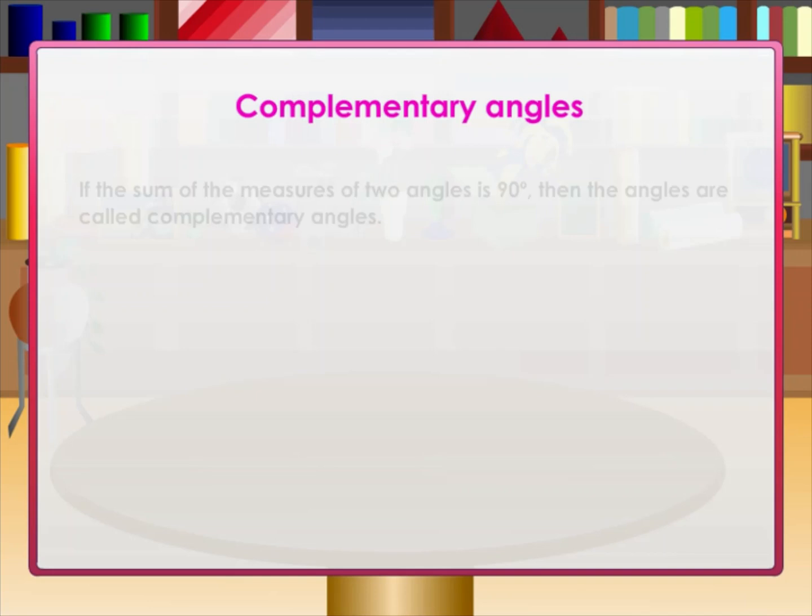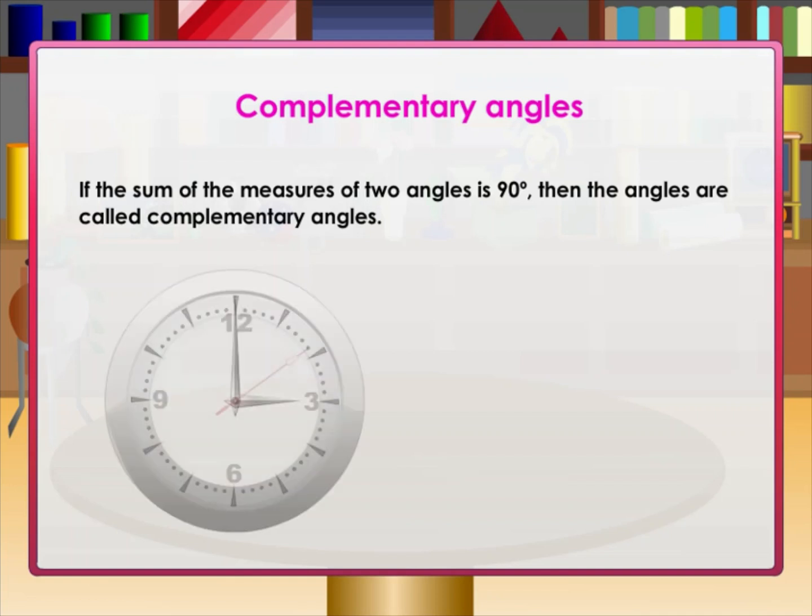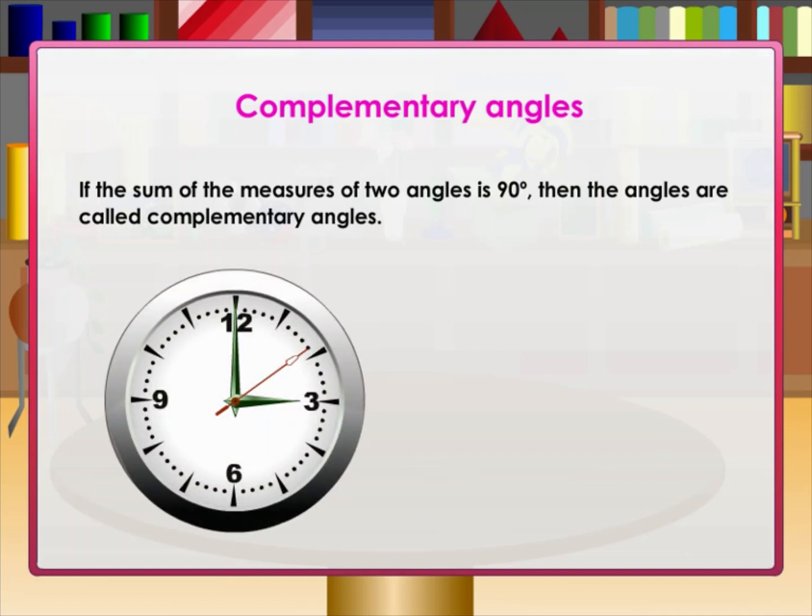Complementary angles. If the sum of the measures of two angles is 90 degrees, then the angles are called complementary angles. Let us consider the clock. The clock is showing the time 3 o'clock, 9 seconds. The angle between the minute hand and the hour hand is 90 degrees. The seconds hand is standing in between them. The angles formed by the seconds hand with the hour hand and the minute hand with the seconds hand are complementary to each other because the sum of the angles is equal to 90 degrees.